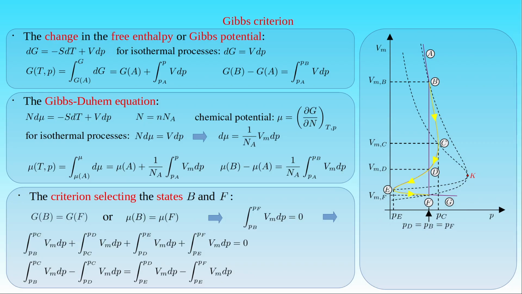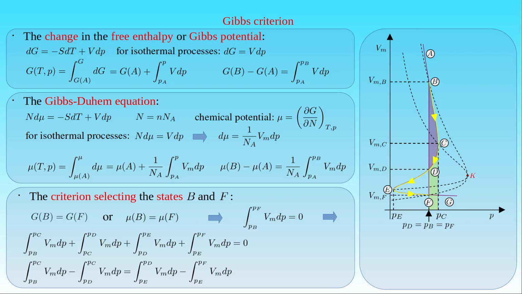Here we see that the first integral in the left-hand side of the equation gives the area under the isotherm between the states B and C, and the second integral gives the area under the isotherm between the states C and D. Their difference is equal to the area of the closed curve B, C, D, and B.